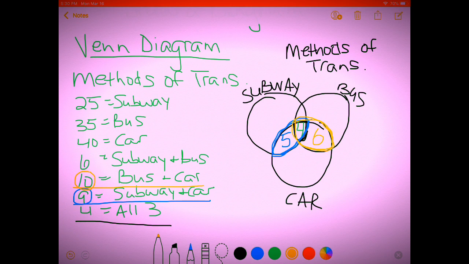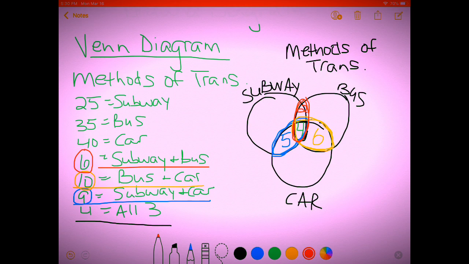And then the last intersection is the one of subway and bus. That intersection is this football shape right here. In that intersection, we need a total of 6 people. We already have 4, so what's left to go in there would be 2.